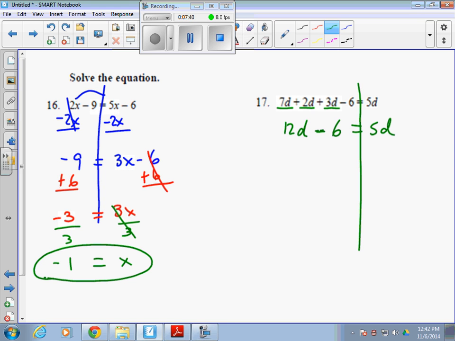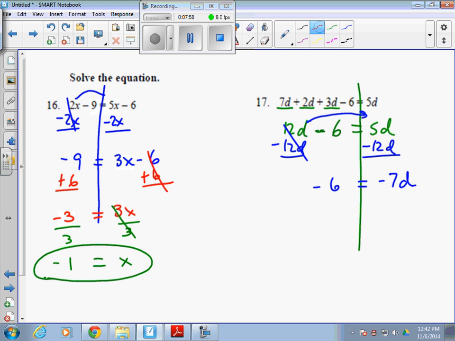Normally you'd bring the 5 over to the 12 side. But since there's a negative 6 right there, it's easier to bring this one over and we have less to do. So subtract 12D. If you do it there, do it here. 5D minus 12D is negative 7D. That cancels out, equals negative 6.